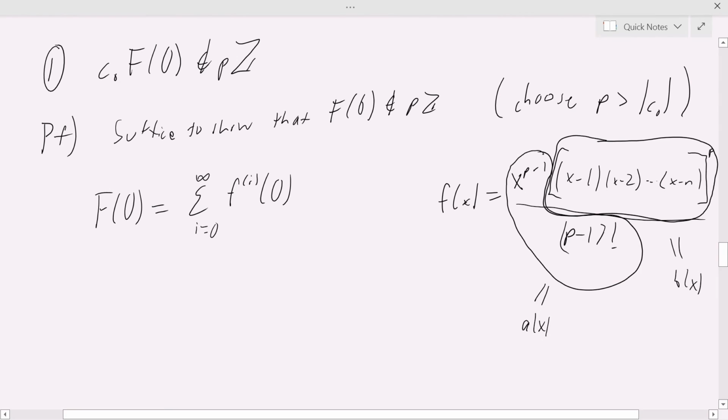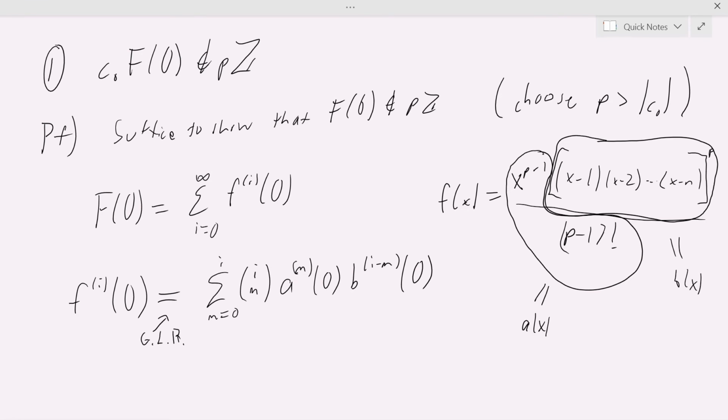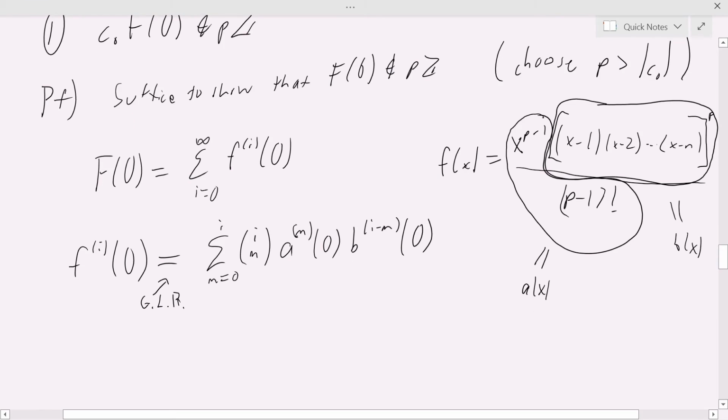So using the generalized Leibniz rule, we can express the ith derivative of the function f evaluated at 0. This is going to be the sum from m equals 0 to i, where m is a new index, of binomial coefficient i choose m, times the mth derivative of the a function evaluated at 0, and then times the i minus mth derivative of the b function evaluated at 0. And the advantage to having broken it up in this way is that notice that the a function in particular is especially easy to compute the derivative of.